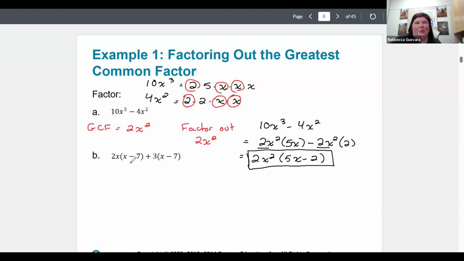This one has a little less work involved. We already see something that's common here that can be factored, this x minus 7. So sometimes it's not just going to be a monomial that we can factor out. It could be a binomial. It could be a trinomial.